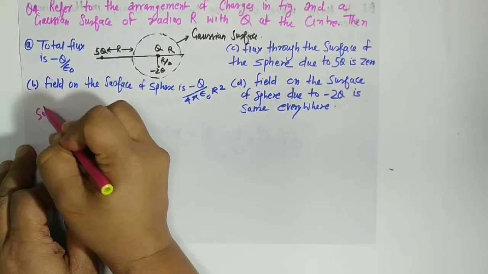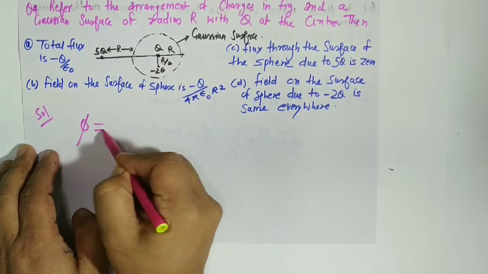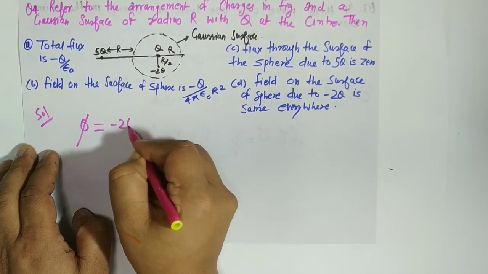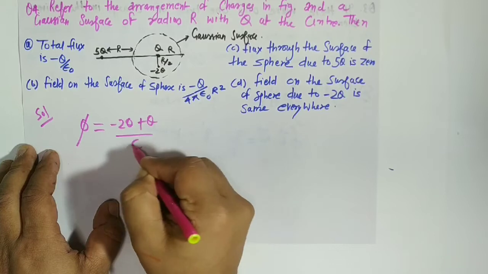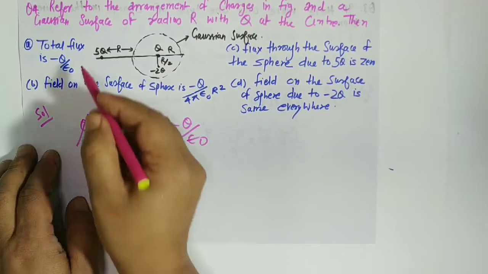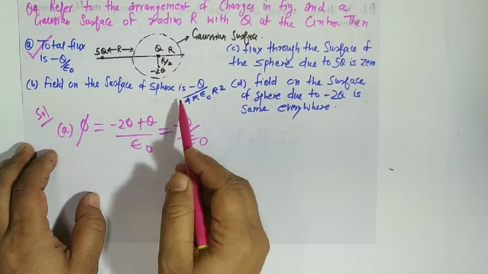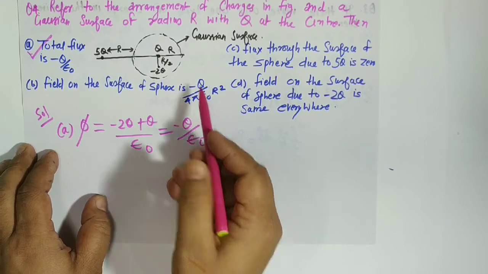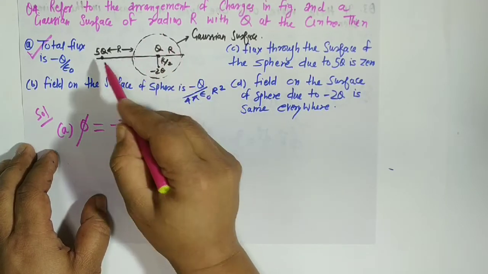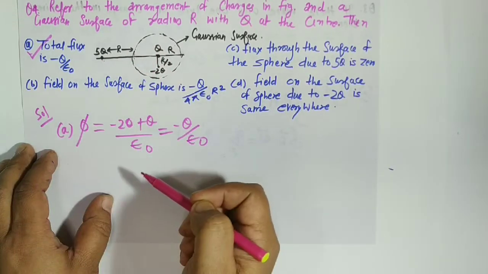Now see here, answer. One is that total flux is minus Q by epsilon naught. What is the total flux? Net charge inside it. What is the net charge? Minus 2Q plus Q by epsilon naught. It is the Gauss theorem. So it will become minus Q by epsilon naught. That means option A is correct. Field on the surface of the sphere minus Q by 4 pi epsilon naught r square? No, field will be due to the outside charges also. So this is not correct.